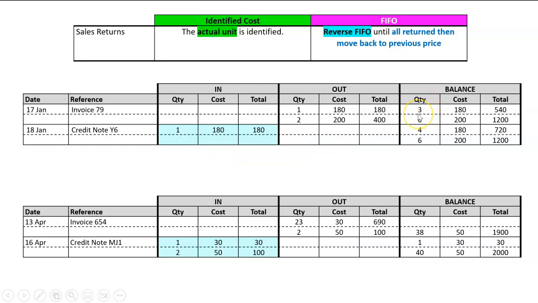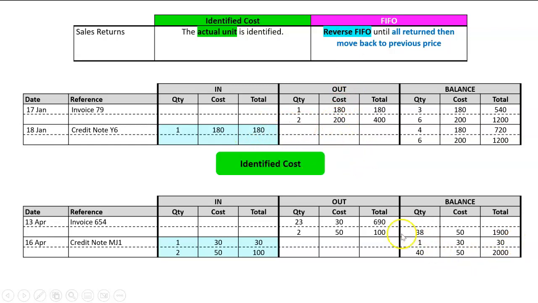The day before there were 3 units at 180, 6 at 200, and a customer came and brought back 1. Which one? Under FIFO we would do reverse FIFO, so the customer should have brought back 1 unit valued at $200. So that can't be it. If we look at the day before, the customer bought 1 at 180, 2 at 200. Which one did they bring back? If it was FIFO, they should have brought back the $200 one. It should be that one. So it's not that, so that's got to be identified cost.